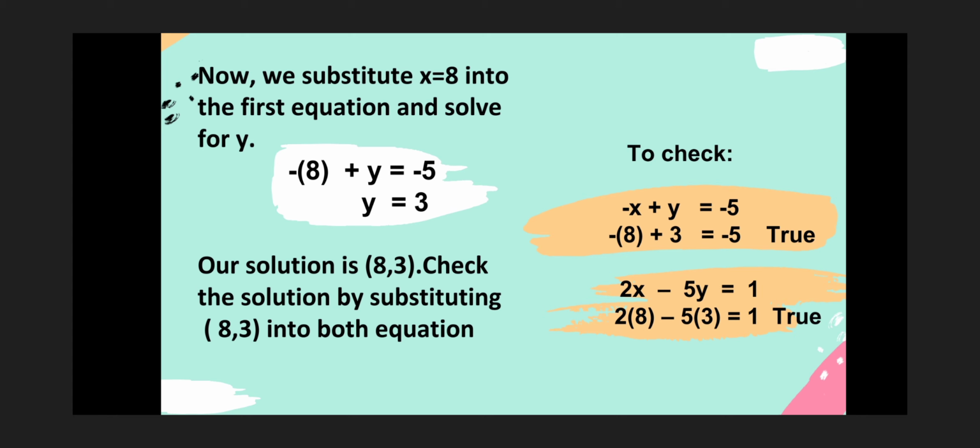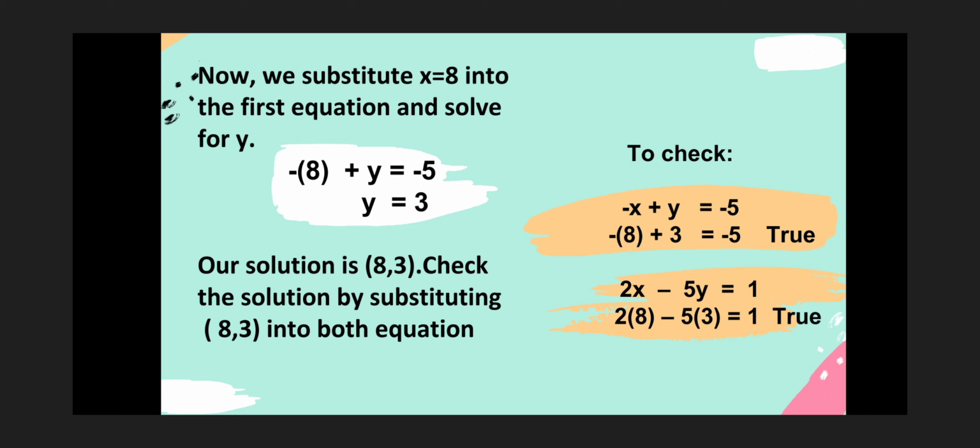Now, we substitute the x = 8 into the first equation and then solve for y. So negative 8, negative times 8 plus y equals negative 5. So y is 3. So our solution now is (8, 3). Ito na yung to check. To check the solution by substituting 8 and 3 into both equations.